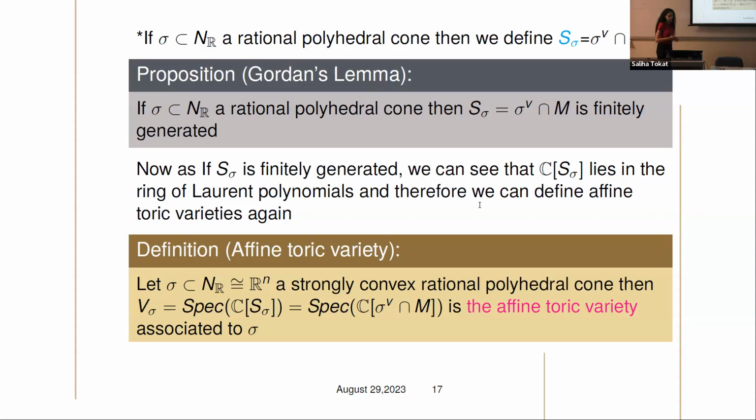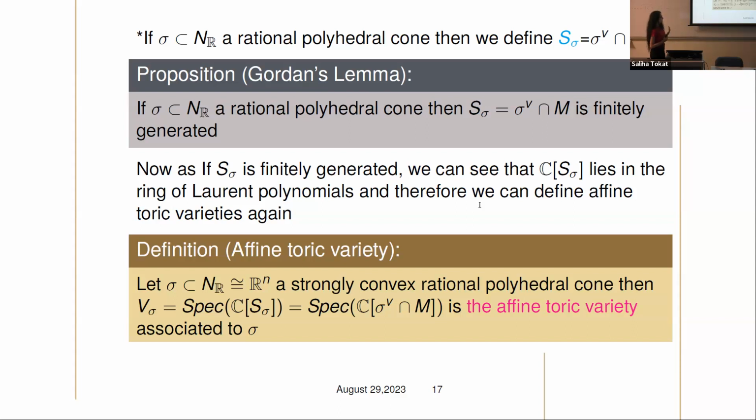Now, if we have a rational polyhedral cone, then we can define S_sigma, the semigroup, which is the intersection between the dual cone and M, which takes us to Gordan's lemma. If we have a rational polyhedral cone, then S_sigma is finitely generated. Now, if it's finitely generated, then we can see that C[S] lies in the ring of Laurent polynomials, and therefore we can define toric varieties again.